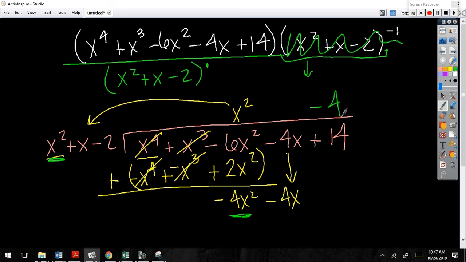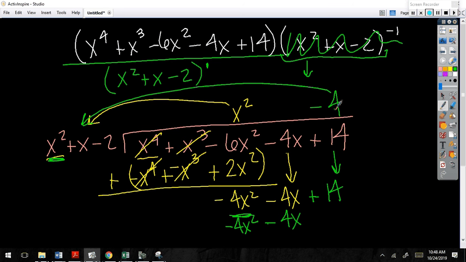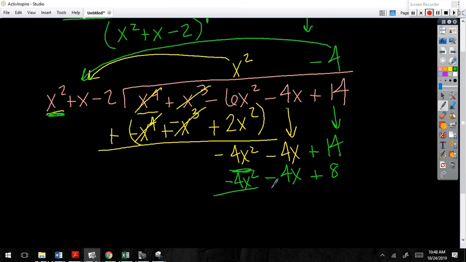So you don't have an x term. That's okay. All right, multiply around. Negative 4 times x squared. Negative 4 times x. Oh, I see why y'all asked that. We are going to have to bring down that term too. Negative 4 times negative 2. Positive 8. All right, change all your signs.